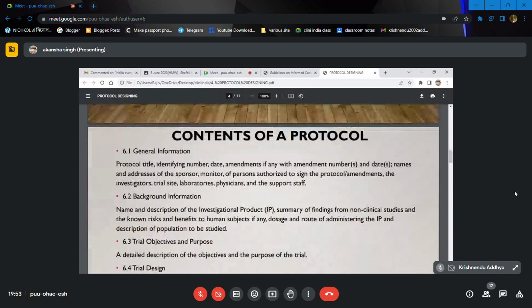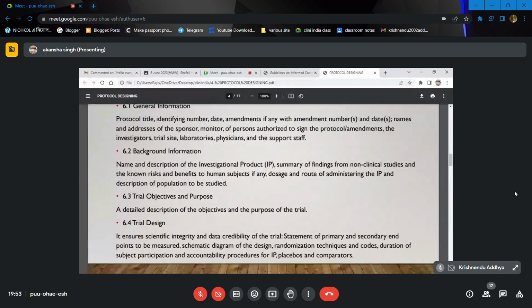So we'll see what is there in the template. First is the general information, that is your summary. Next will be the background information. According to this background information, you will be able to justify the need for the research. You will have all the information regarding the trial aim, the background, and the considerations when doing this research. So the IP summarization, the non-clinical information, the risk and benefit, everything will be there in the background information.